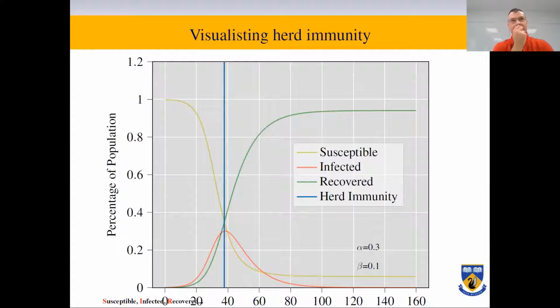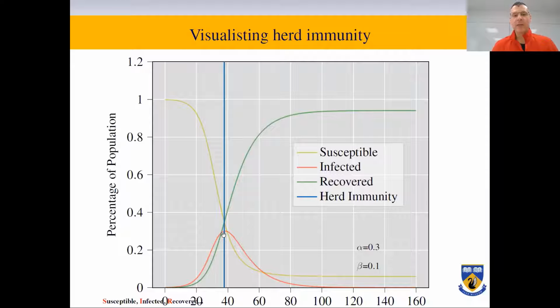Another thing that is somehow overlooked when dealing with herd immunity is the fact that herd immunity basically discusses this point here, the point in which the red curve reaches its top. The red curve is the number of infected people. So if you just look at pictures, you may think, okay, after the red curve reaches its top, the red curve goes down, which means that the infection spontaneously finishes off.